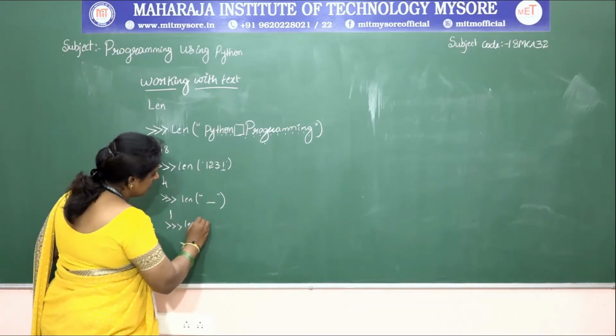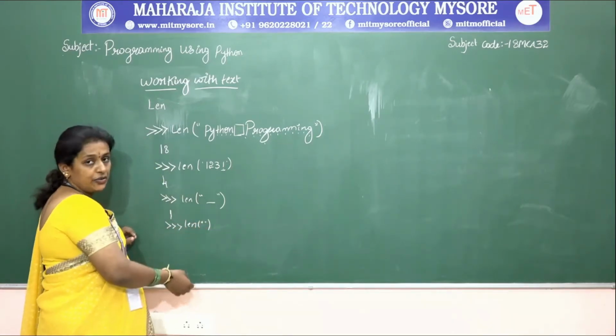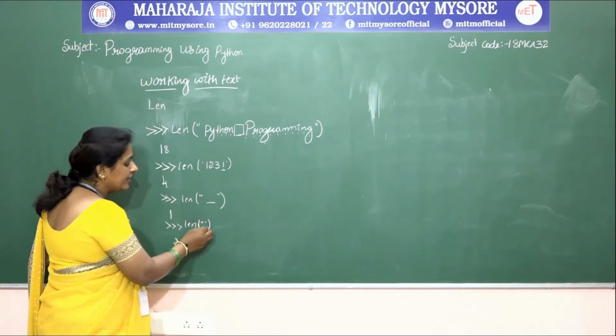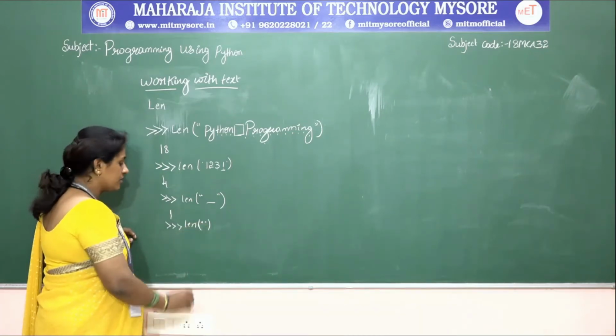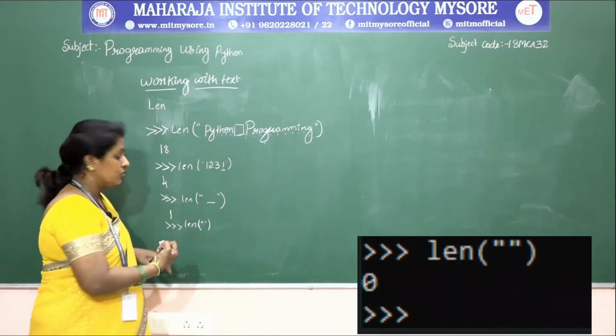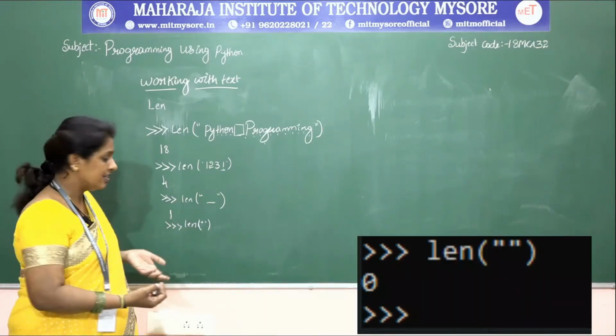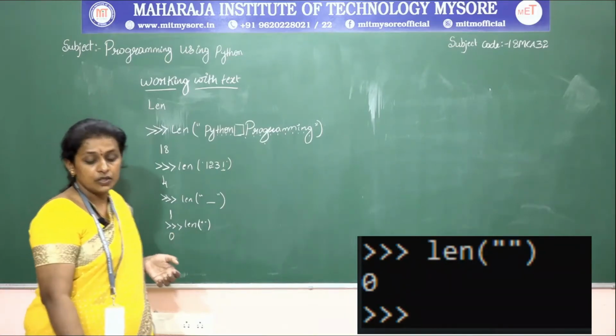So len. When this statement gets executed, I have not given any space between the opening and closing quotes while passing a value to the len function. So in that case I won't get any length, and it gives a value of 0.